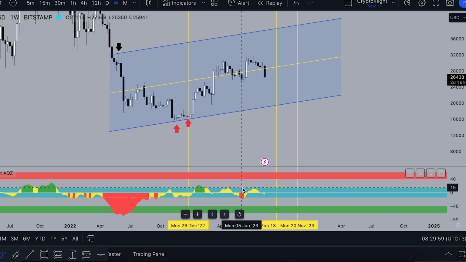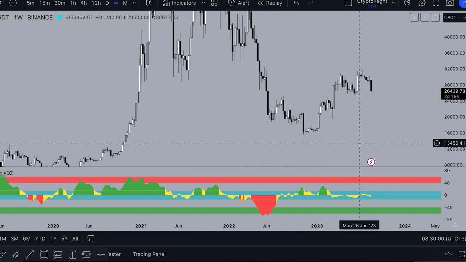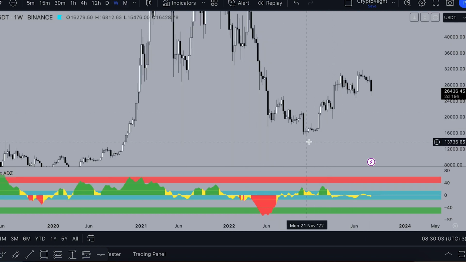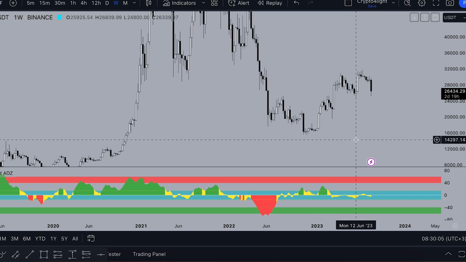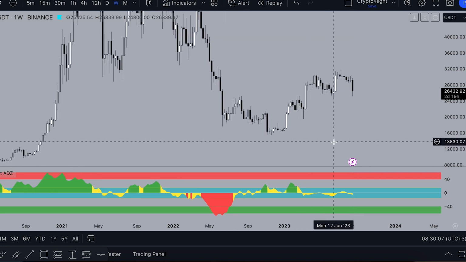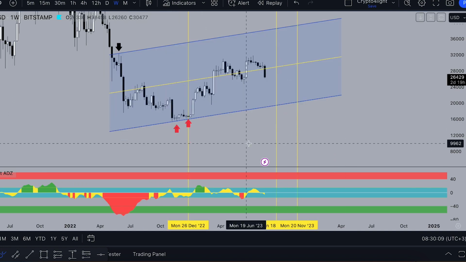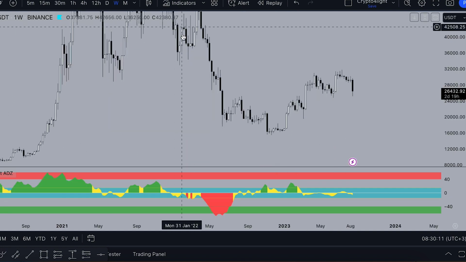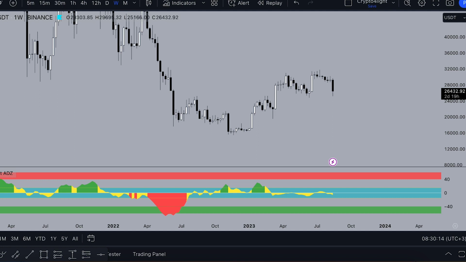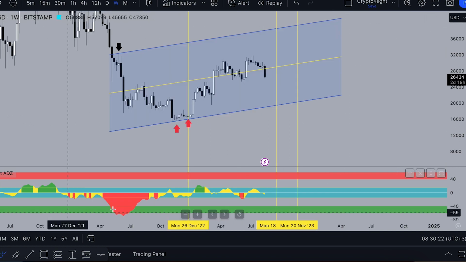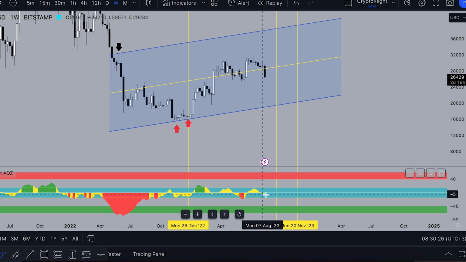Big accumulation, June 2023. Here, June 2023 on Binance looks not similar to Bitstamp. So this is strange. We are also in the middle range here, so not a huge accumulation on Binance. Here we got accumulation. Now we're in the same range at the middle.